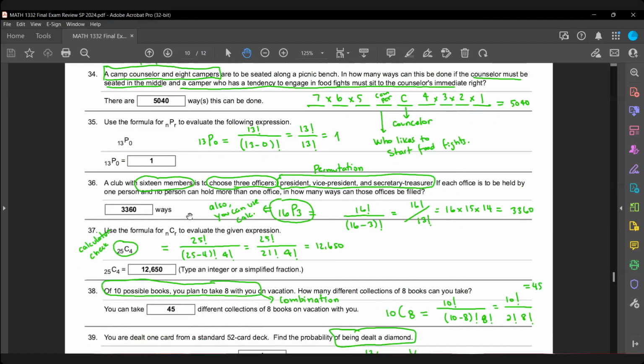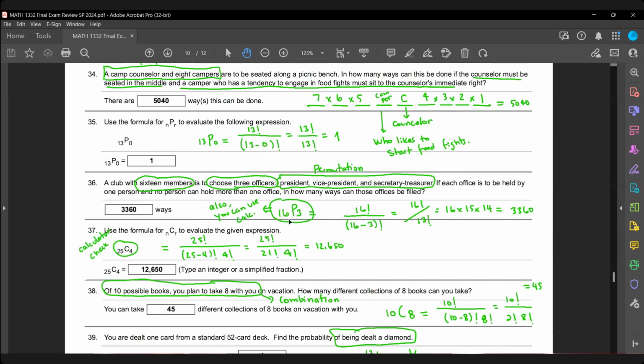An application problem reads: a club with 16 members is to choose 3 officers: president, vice president, and secretary treasurer. Because we're choosing 3 people with titles, this must be a permutation. In how many ways can the officers be filled? Well, we have 16 to choose from, and we're only choosing 3. We have already said that this is a permutation.